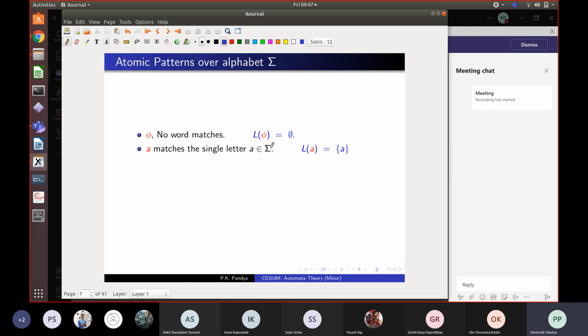Let A be a letter in sigma. Sigma is our given alphabet. Then red A matches a single letter A. It does not match anything else, right? So for example, a word AB will not match this, will not belong to the language of this pattern expression A. I give pattern expressions in red.